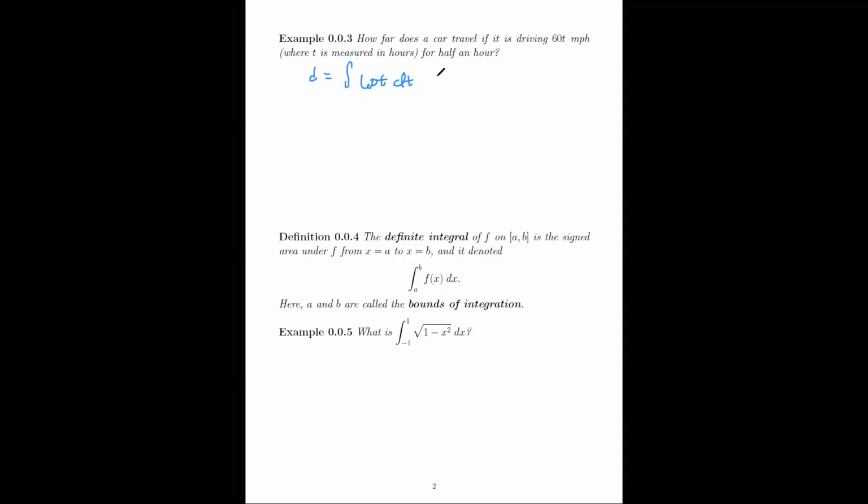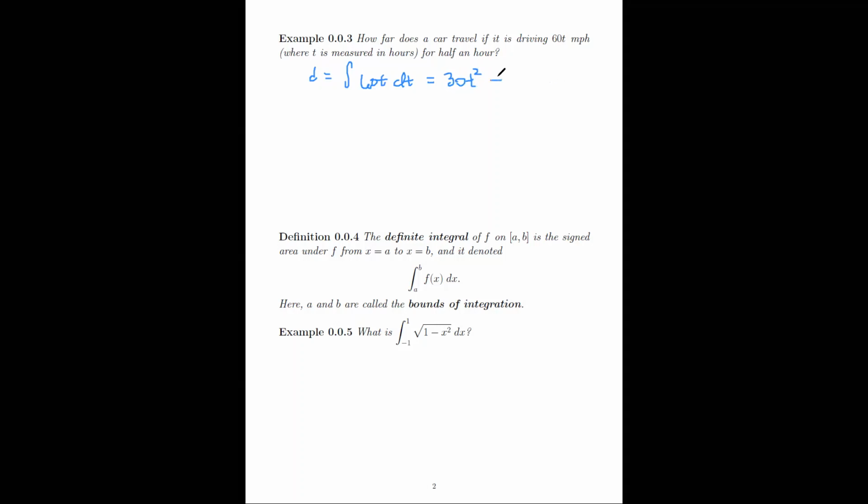And if we want to take that integral, what we're doing there is we're saying, okay, what function, when I take the derivative of it, will give me 60t? So that is 30t squared. And you can double check yourself on this one. If you take the derivative of this by the power rule, we'll pop that 2 out front. That'll give us a 60, and we'll be left with t.